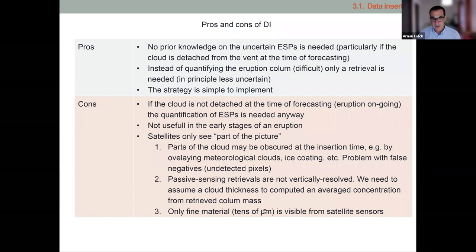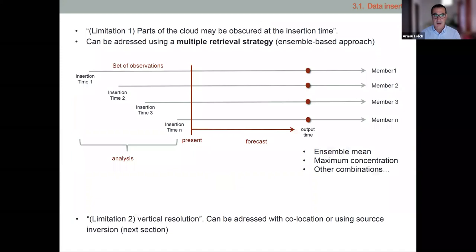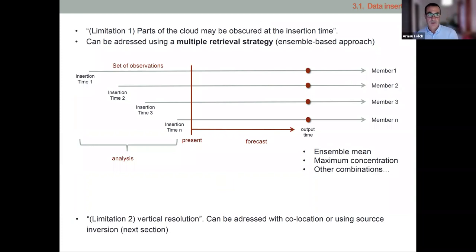And then another thing is that the satellite actually only sees one part of the cloud, only sees the fine material. Typically, satellites can observe particles up to a few tens of microns in size, but we don't see larger particles. So this data insertion technique works well for clouds that are more distal. In more proximal clouds, where a substantial fraction of the mass is in particles that are in the millimetric size, we are losing a lot of the mass in the observation. So we cannot assimilate everything. So let's see how we can address these limitations that we have with data insertion.